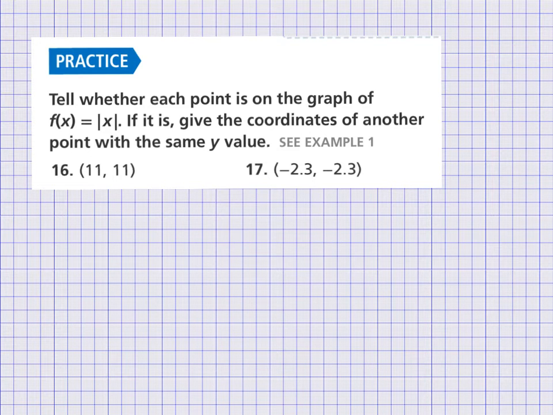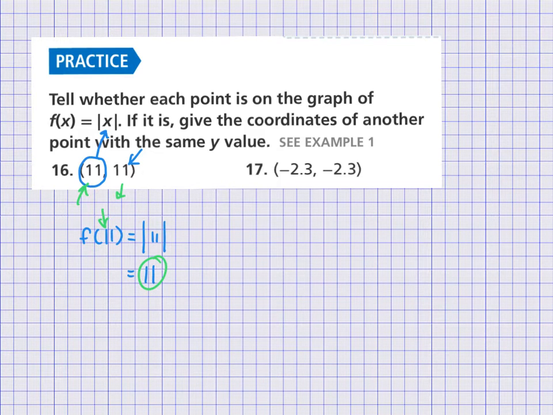Now, continuing on, here's number 16. Tell whether each point is on the graph of f of x equals the absolute value of x. If it is, give the coordinates of another point with the same y value. Well, how do we know if the point is on the graph? If I substitute this value in there, I should get this value, right? So f of 11 equals the absolute value of 11, and that equals 11. So I input this and I output this. I put in the 11 and out comes 11.